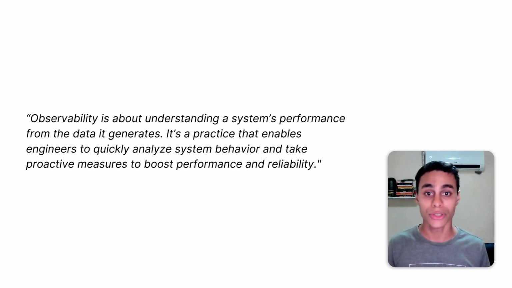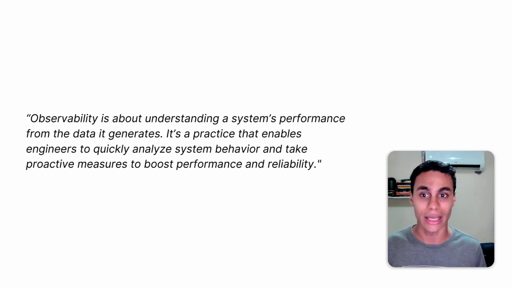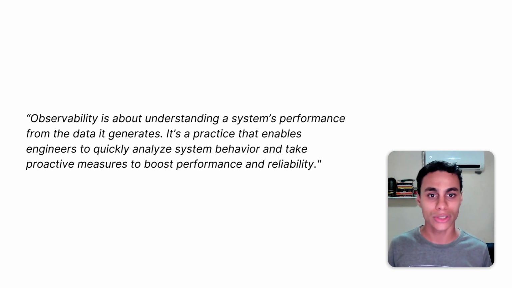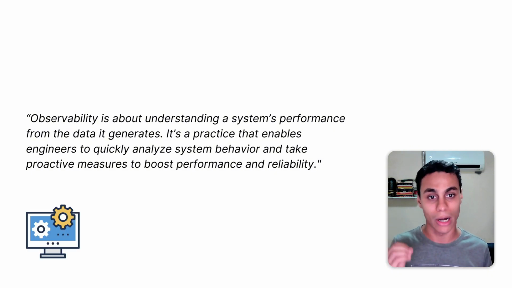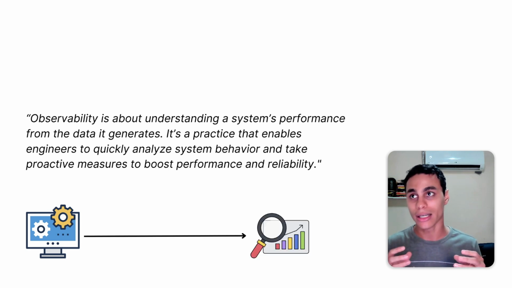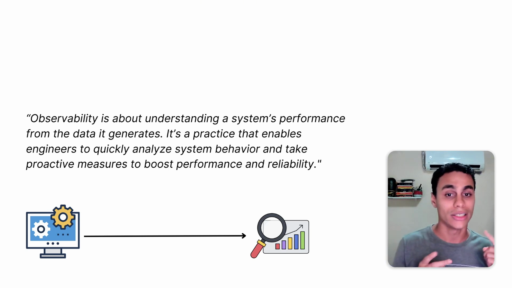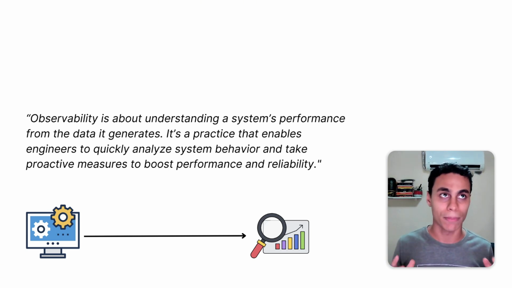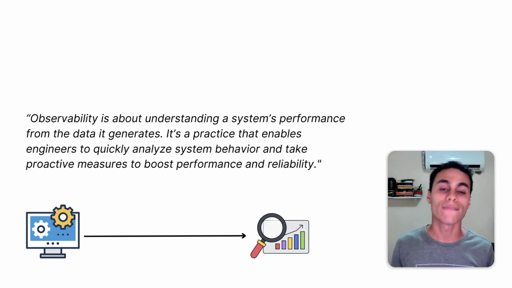Observability is about understanding a system's performance from the data it generates. It is a practice that enables engineers to quickly analyze the system behavior and take proactive measures to boost the performance and reliability. So look at how interesting what he's saying is that from the moment I can capture the system outputs, the data it generates, and understanding these outputs, I can see what is happening inside my system. And this will let us analyze the behavior, find the problems, and improve things like the performance and reliability of the application. And that is exactly what we need when working with live systems.